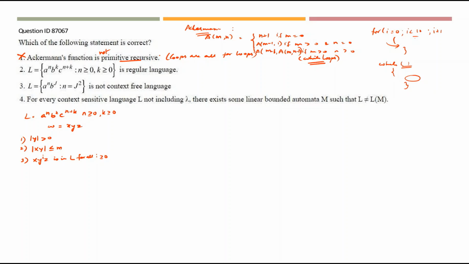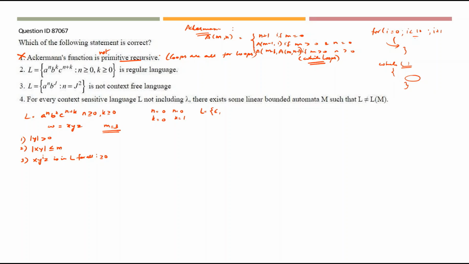Let's take m is equal to 3 for the purpose of pumping lemma. Now let's find the strings available in the language first. So n is equal to 0, k is equal to 0. This will give a power 0, b power 0 and c power 0. So L will have the empty string. Then for n is equal to 0 and k is equal to 1.